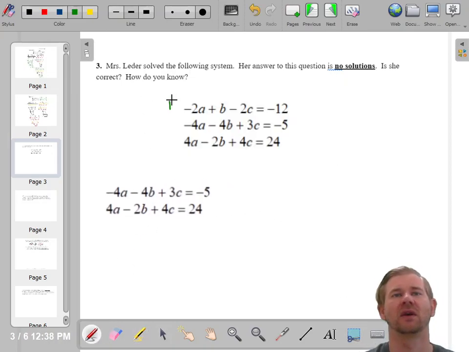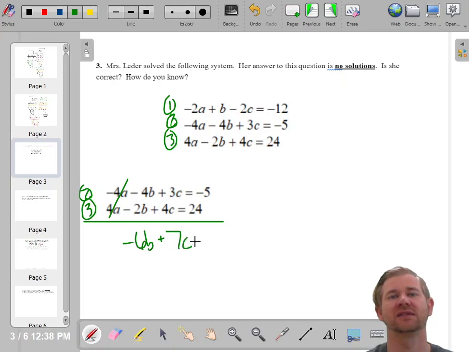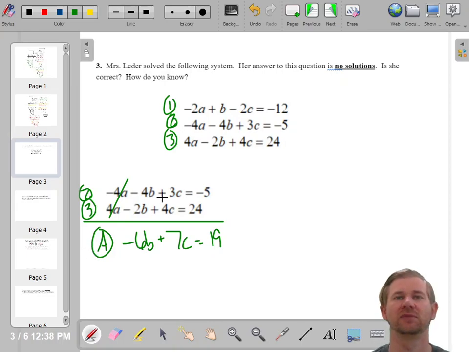This is 2 and 3. Okay, so if I do 2 and 3, I get rid of something. That's usually going to help me see something. That goes away. Negative 6b plus 7c equals 24 minus 5 is 19. All right, nothing too big so far.